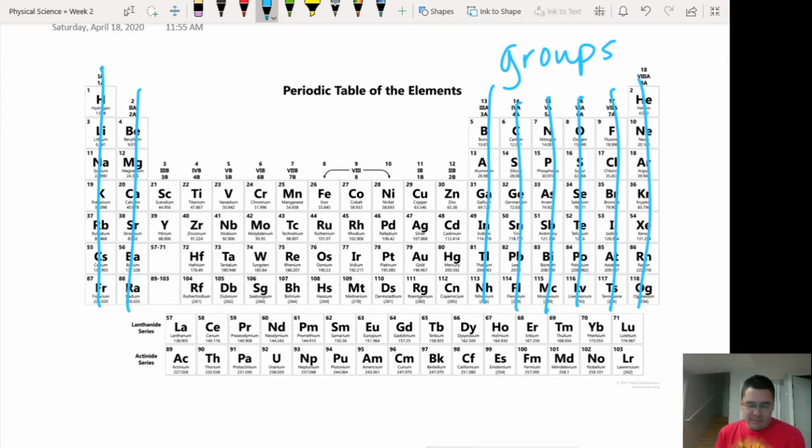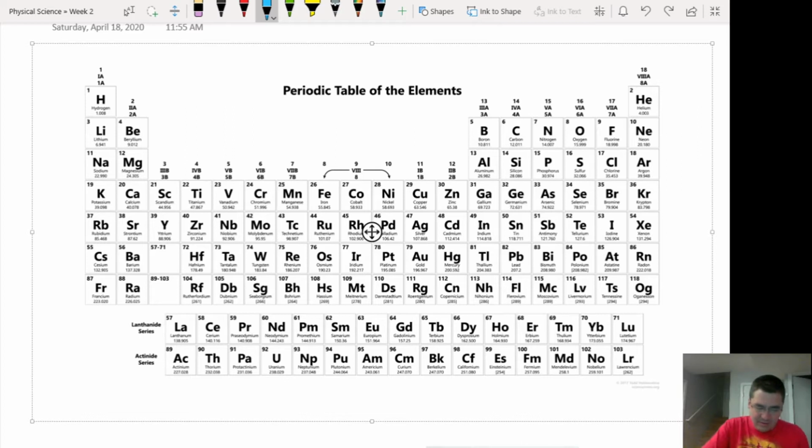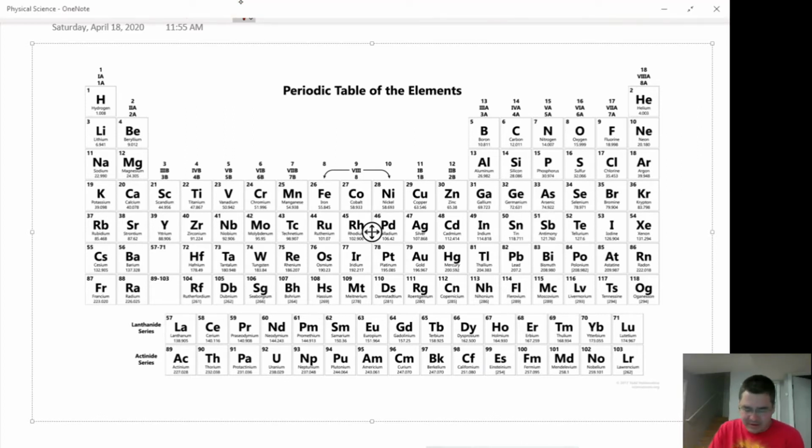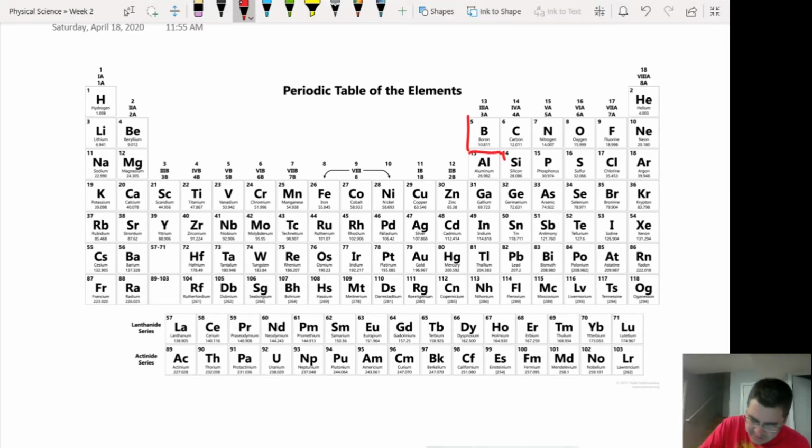So we're going to erase the blue lines, and I want to draw one more way to split or break up the periodic table. And this red line in here is usually referred to as the transition staircase. This differentiates between metals and nonmetals.